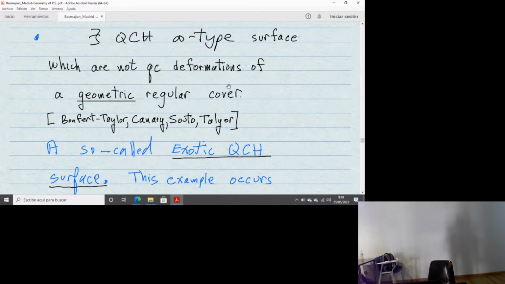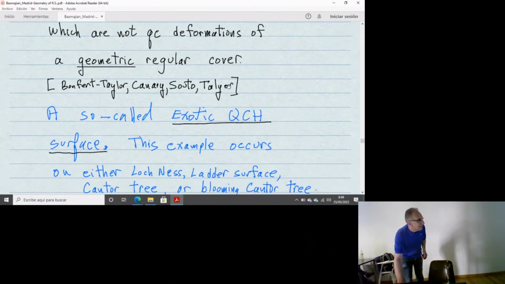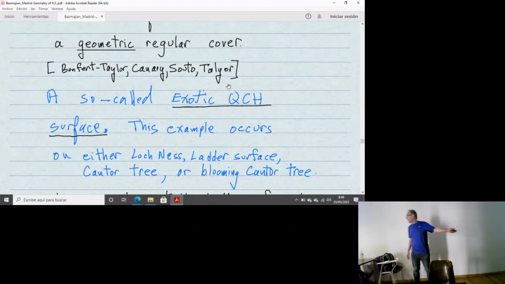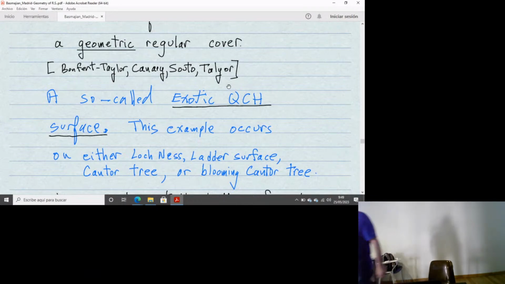So there are exotic QCH surfaces. We know that topologically it's got to be one of these surfaces by the previous discussion of QCH. It's got to be topologically either the Loch Ness monster, or the ladder surface, or the Cantor tree, or the blooming Cantor tree. And I think it's the Loch Ness monster, but I'm not even sure of that, because their construction is quite unclear.